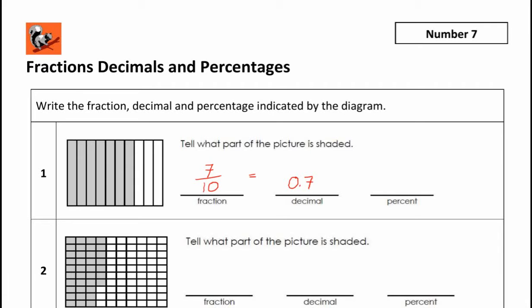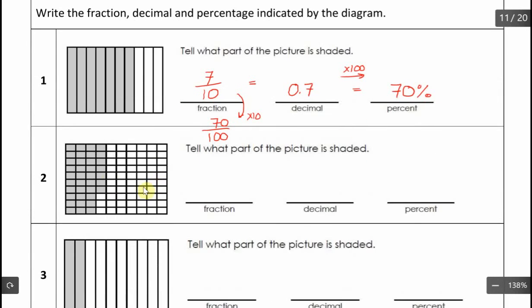And the one thing we haven't seen yet is how to convert between a decimal and a percentage. And to do that, we just multiply by 100. Okay, so 0.7 becomes 70%. Okay, and the reason for that is because percent means out of 100. So what we're effectively doing is turning this into a fraction out of 100. And to do that, we've had to times everything by 10, denominator and numerator. So that's what we're doing there.